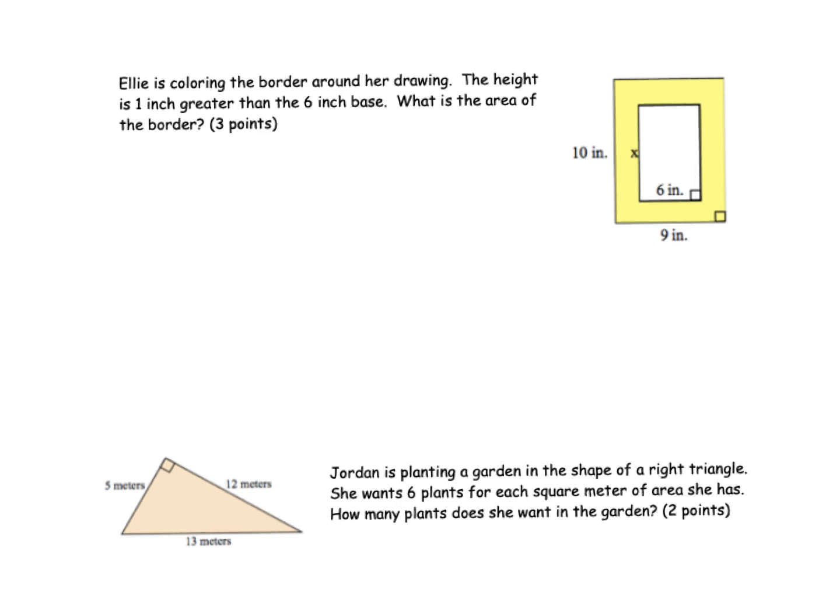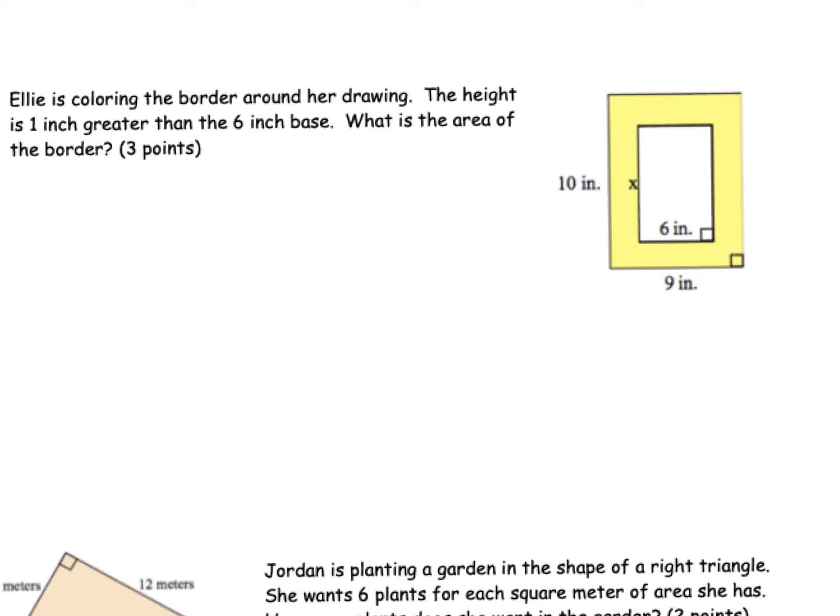So our first question says Ellie is coloring the border around her drawing. The height is 1 inch greater than the 6-inch base. What is the area of the border? So we are looking for, on your paper it's shaded in a darker gray, but on here it is the yellow border of the picture. The first thing we need to decide is, if the height of that picture is 1 inch greater than the 6-inch base, we need to make sure we know that this missing piece, X, is 7 inches.